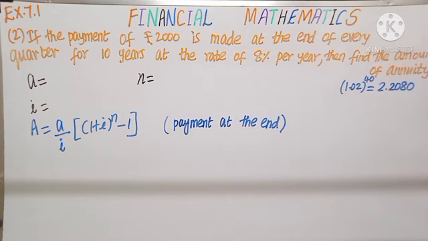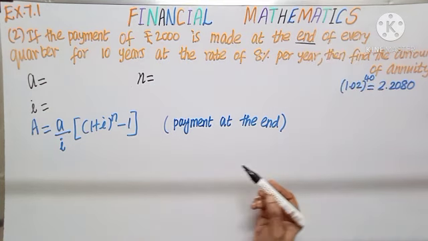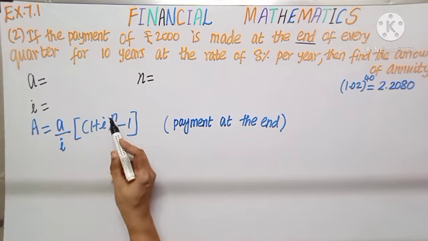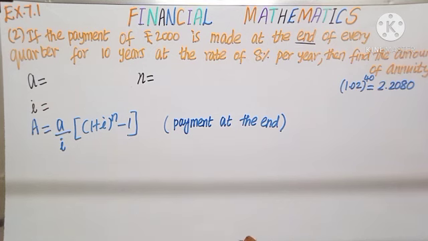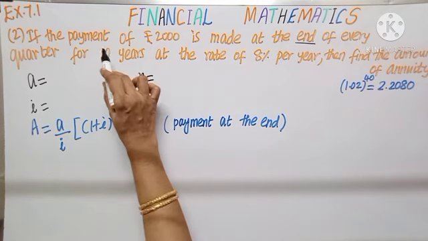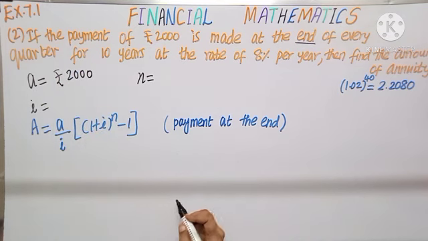Second problem: if the payment of rupees 2,000 is made at the end of every quarter for 10 years at the rate of 8% per year, then find the amount of annuity. The words at the end tell us amount formula A by I into 1 plus I the whole power n minus 1. We need to identify what is A, I, n. What is A? Payment of rupees 2,000. So A is rupees 2,000.